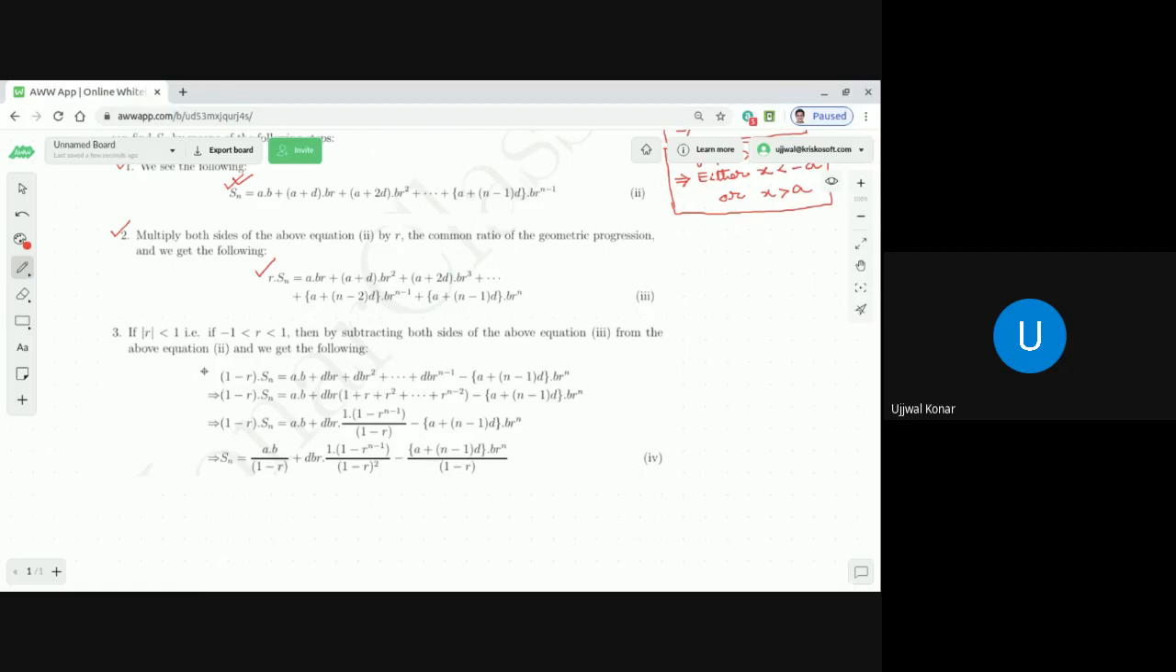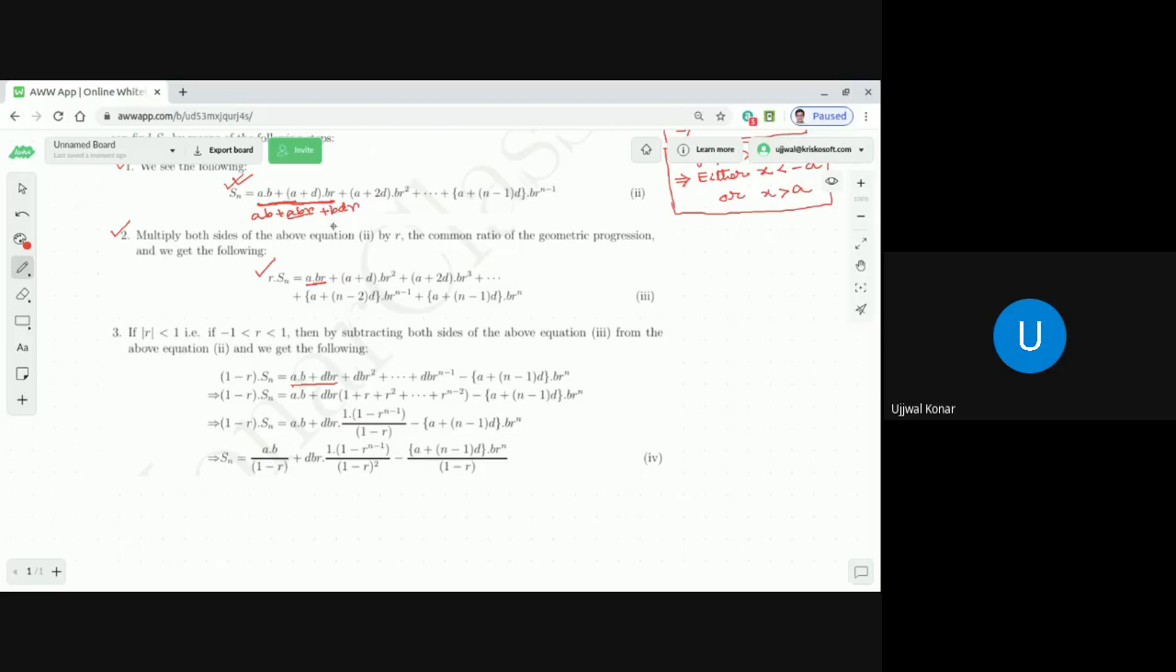If you do not get it, never hesitate to ask me. Then what are you going to get? AB plus dBr plus dBr square. Notice it very carefully. From the first two terms, what are you getting? AB plus ABr plus dBr, correct or not? Out of that, ABr and ABr will get cancelled when you subtract. Then what are you left with? AB plus dBr. That's what we wrote here.